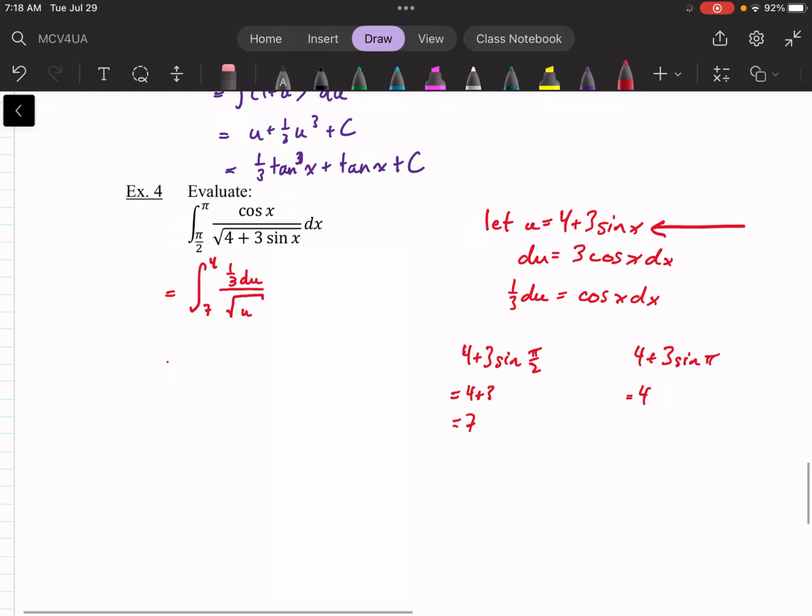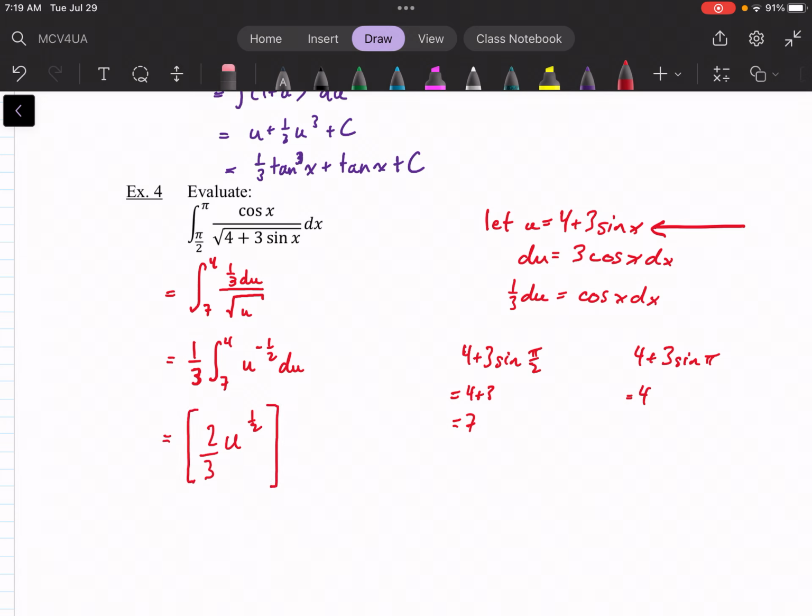Okay, so let's continue to simplify this. I'm going to take the 1/3 out. Going to calculate the integral from 7 to 4. I'm going to write this as u to the negative 1/2 du. Okay, so the antiderivative of u to the negative 1/2 is u to the 1/2, but I must multiply by 2. Don't forget I still have to divide by the 3 there. This is our antiderivative. I'm not going to put the plus c this time because now I have it on specific bounds. So I'm going to put 7 to 4.